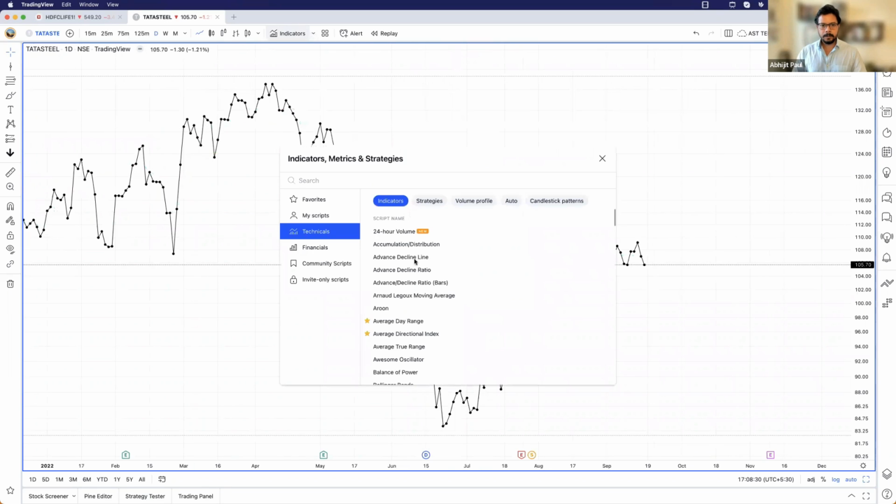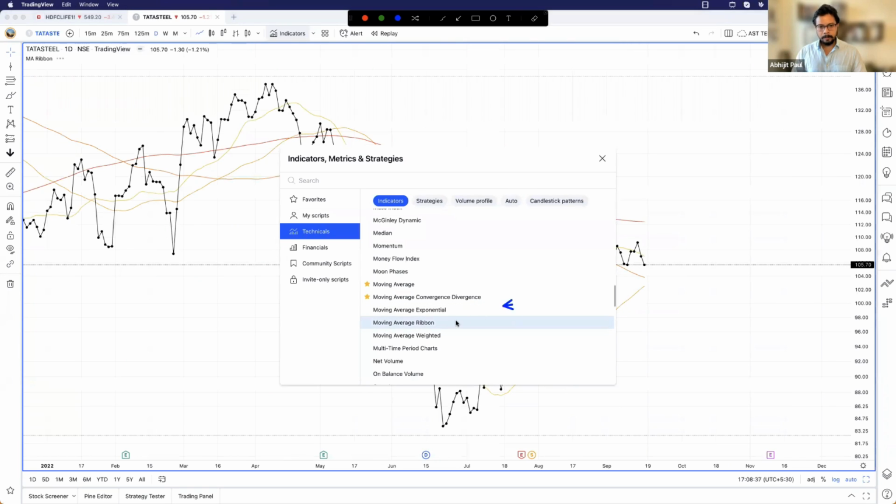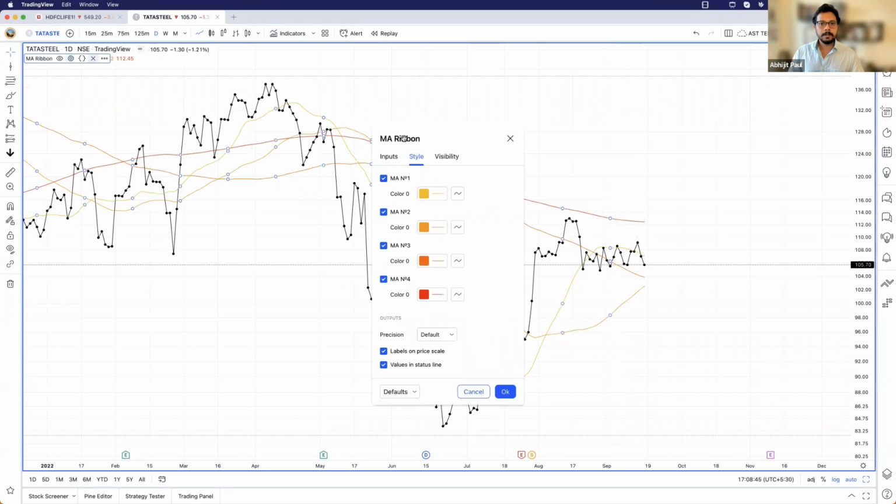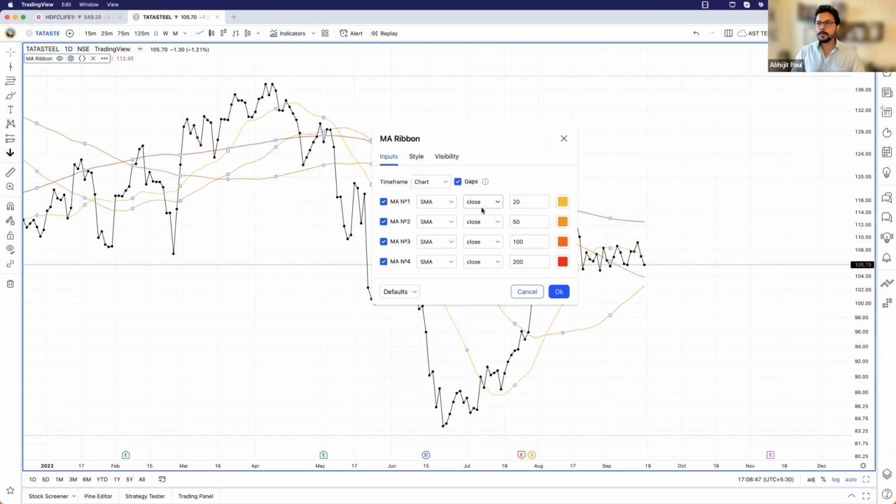We'll come to the indicator section. We will scroll down to moving average ribbon. ये जो रिबन इंडिकेटर है ना, ये अपने को 3-4 इंडिकेटर्स एक साथ प्लॉट करने का मौका देता है. It gives us the opportunity to plot some 3-4 indicators at the same time. Let's come to inputs. So if you take a look at this moving average ribbon, it gives you the opportunity to plot 4 different moving averages.